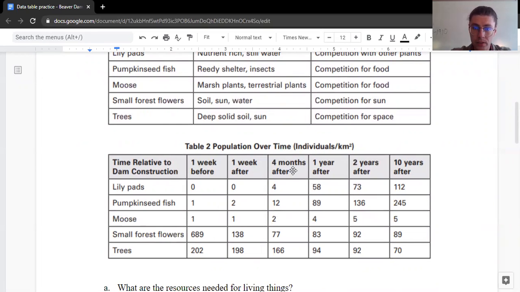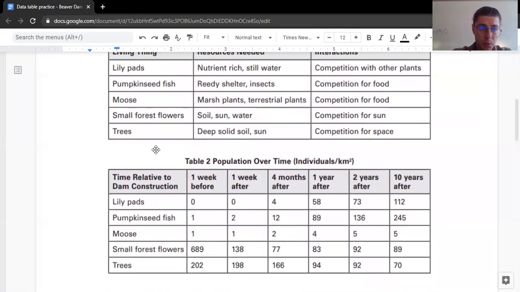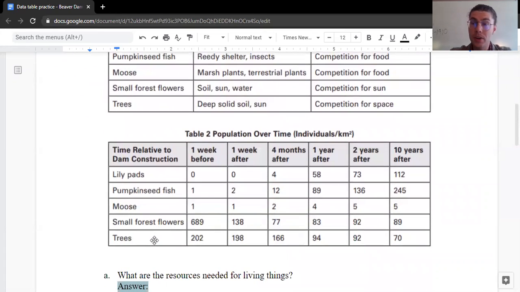Table 2, we're looking at the population over time. Over months and years, we can see how many organisms in a square kilometer are existing for each of these populations. Remember, a population is just the same species of organism living together in the same space. So we have the same organisms in the same order as we did in table 1, but now we're looking at their numbers, how they grow or decline after the dam is built.